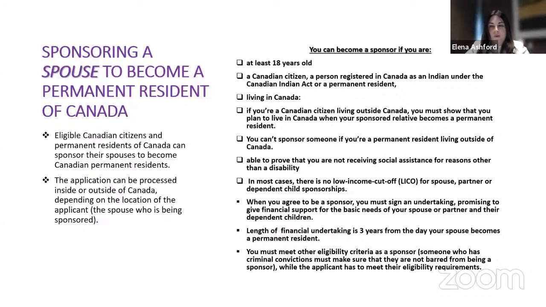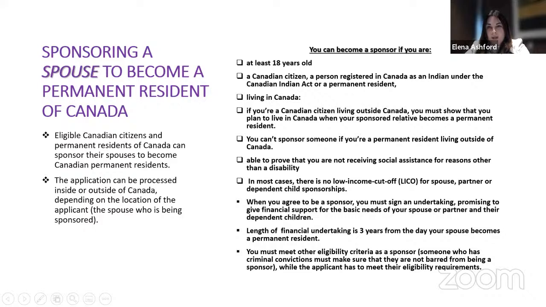So the sponsor is someone who is at least 18 years old, is a Canadian citizen, or a person registered in Canada under the Canadian Indian Act, or a permanent resident of Canada. This individual has to be living in Canada, or if they're living outside of Canada, they have to intend to reside in Canada after the sponsorship process is over. You can't sponsor someone if you're a permanent resident residing outside of Canada.